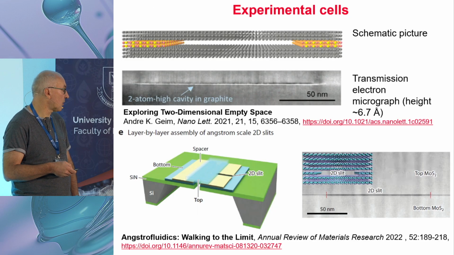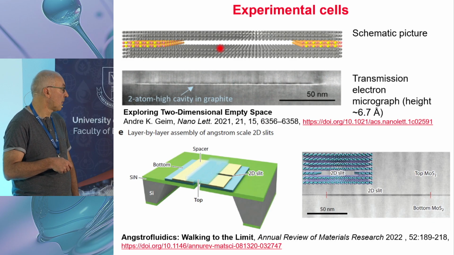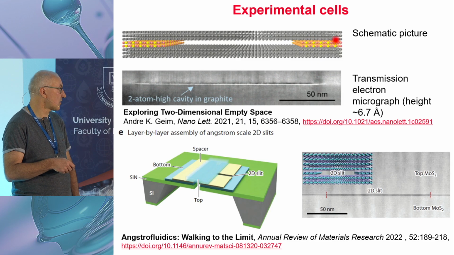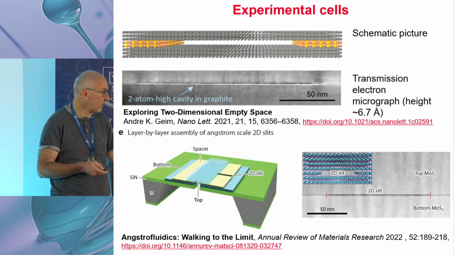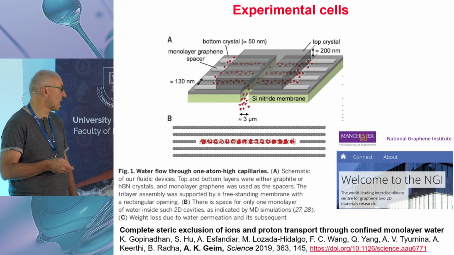And these pores can be easily manufactured, because you basically take a piece of graphite, use a few layers of graphene as a spacer, and cover it again with graphene. Here you have an electron microscopy photo of a perfect graphene nanochannel, and if you have a battery of them, you can even do flow experiments on them, and it's done at the National Graphene Institute in Manchester.